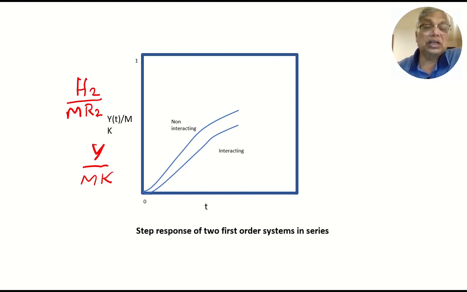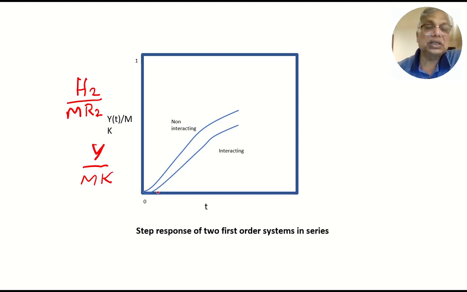For non-interacting, this is the response equation, the upper one. For interacting, this equation. So what does it show? The response of interacting systems becomes slower than the response of non-interacting systems. That means because of the interaction, the response becomes more sluggish.